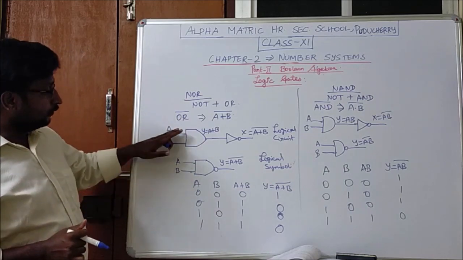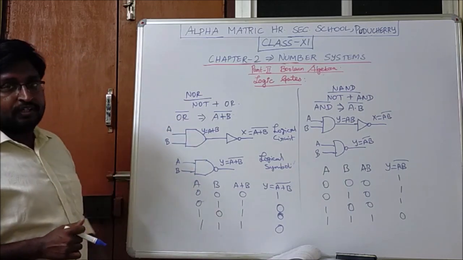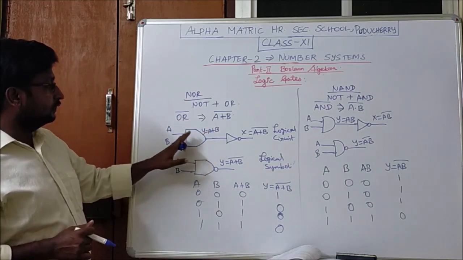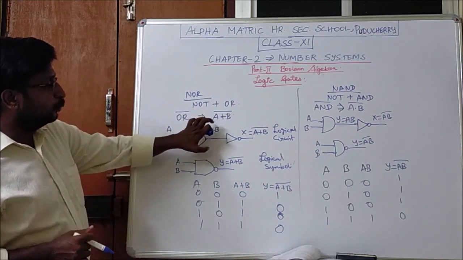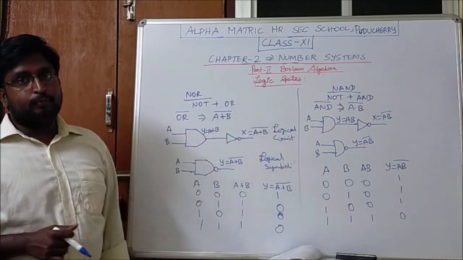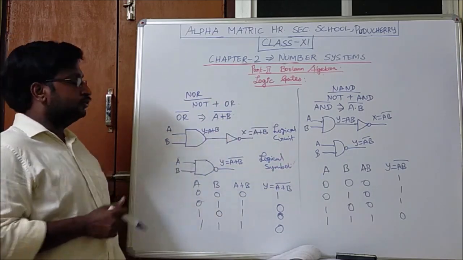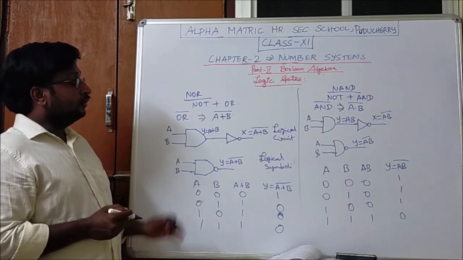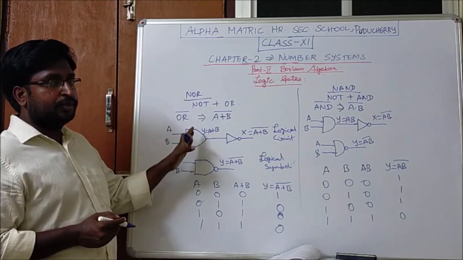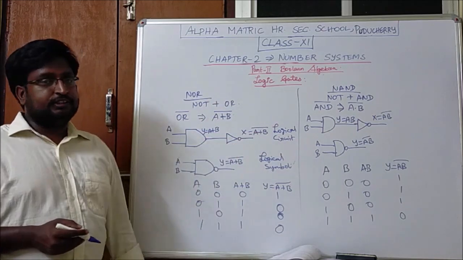Okay. Here you see an OR operator is used. That is, two inputs are given, y is equal to A plus B. Then that output is given as an input to the NOT operator. You should not first inverse and then add. You have to first add, do the OR operation, and then inverse.